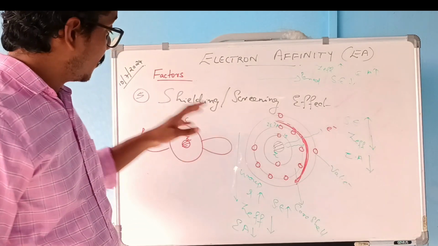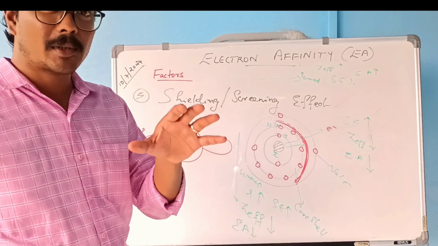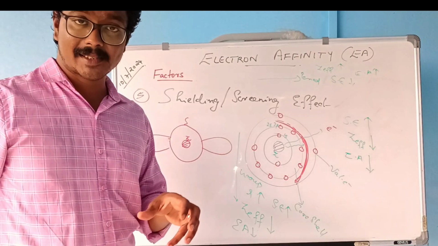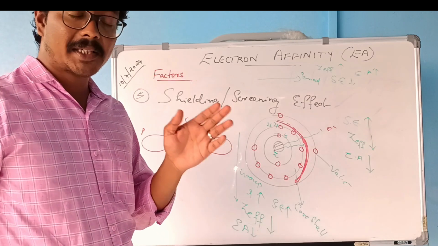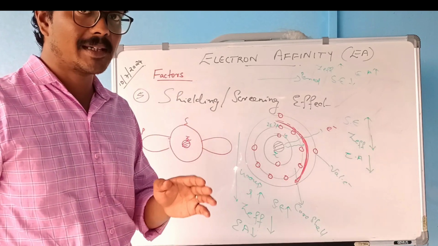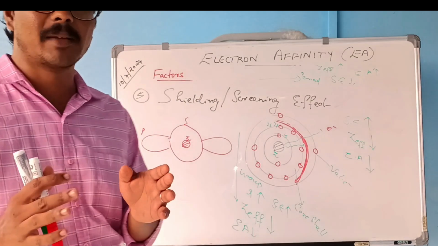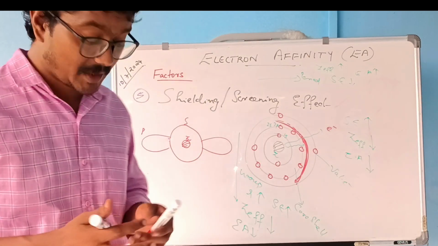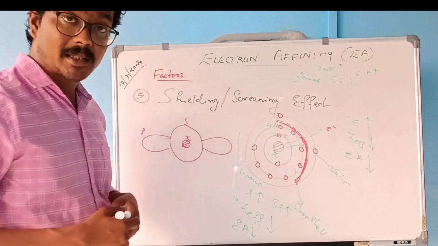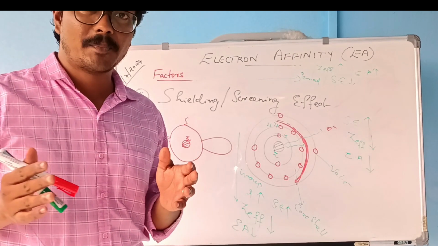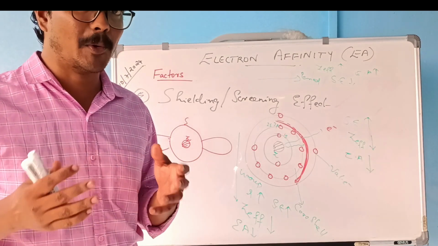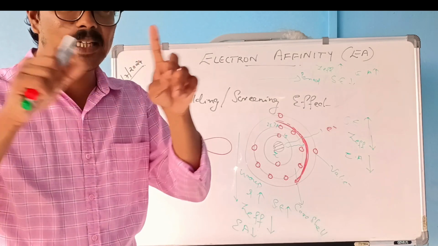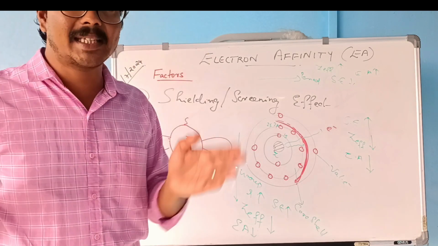Now we will look into which subshell has more screening effect. We have already discussed in the ionization energy class that the shape of the subshell plays a crucial role in determining the screening effect. If the symmetry is more, then the screening effect is also more. In the case of the s subshell, the screening effect is very high because it is a spherical subshell.